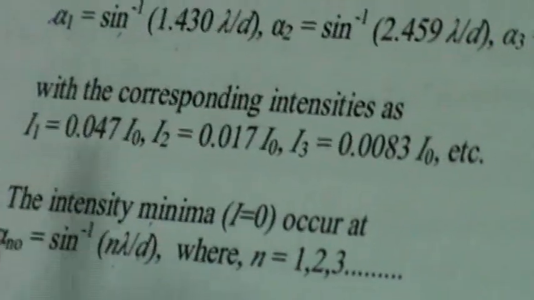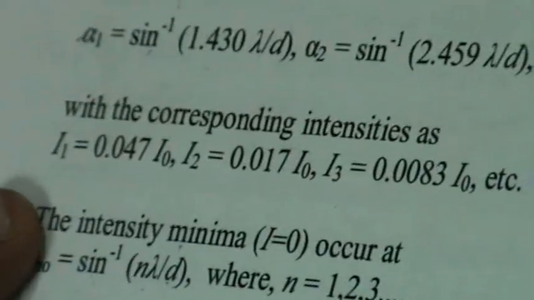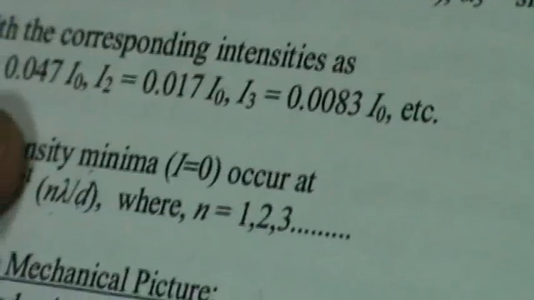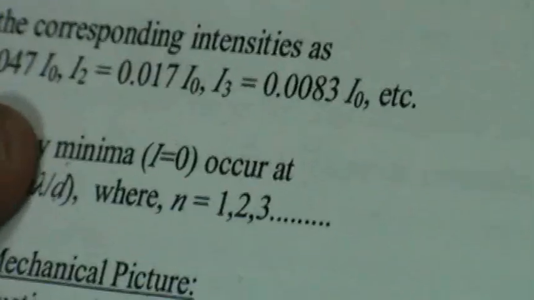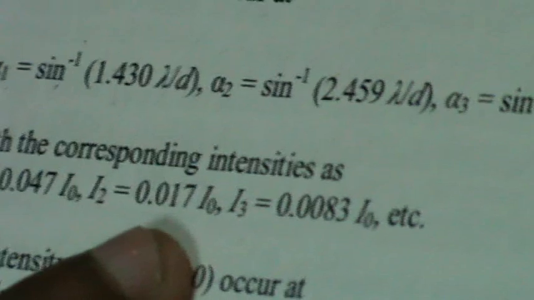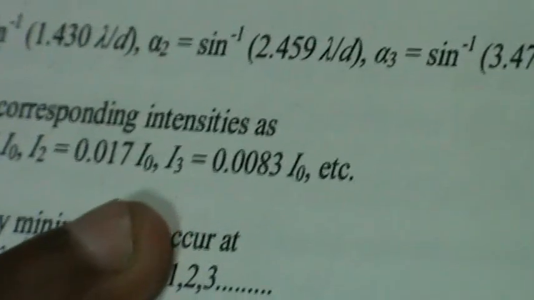The intensity variation on the screen is something like this. The intensity of the first secondary maximum is 0.047 times the intensity of the central maximum or the principal maximum. Similarly, the intensity of the second secondary maximum is 0.017 times I naught, which is the intensity of the principal maximum. Similarly, I3 is expressed in terms of I naught.